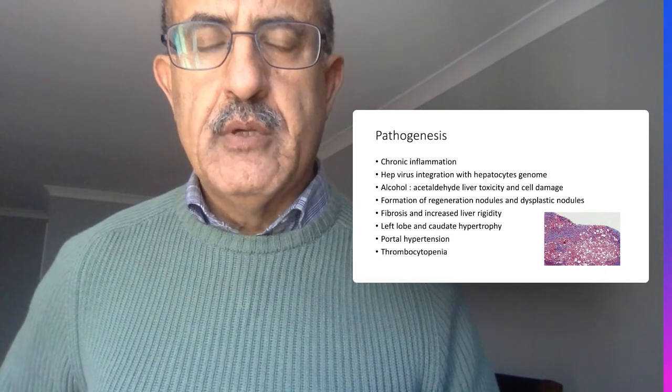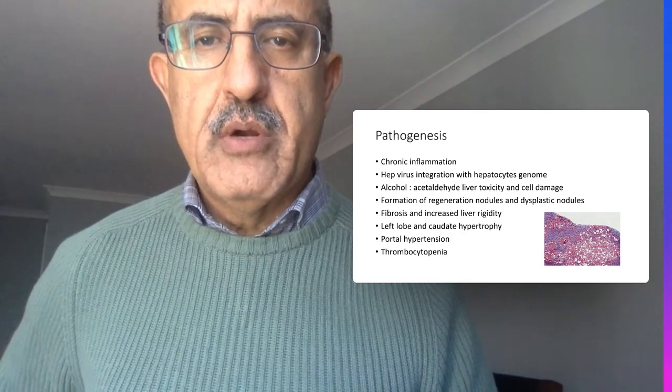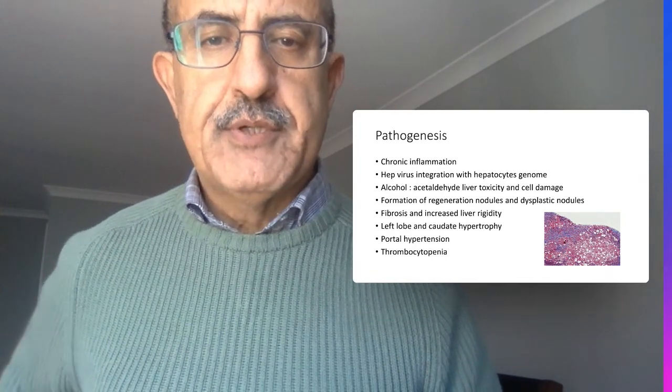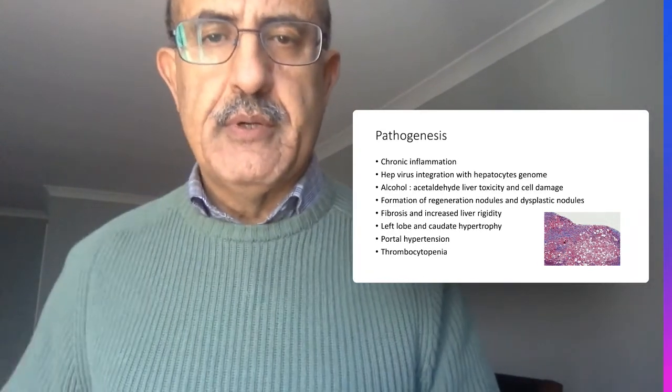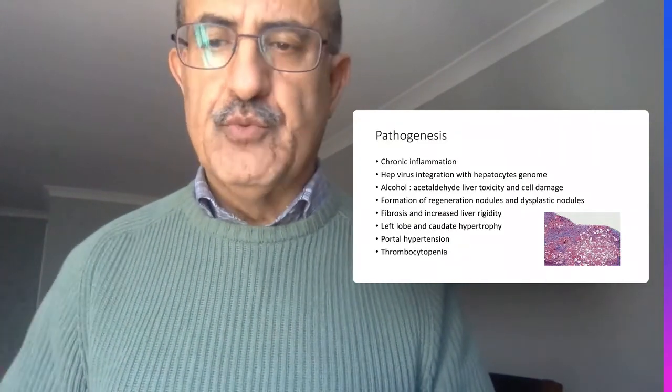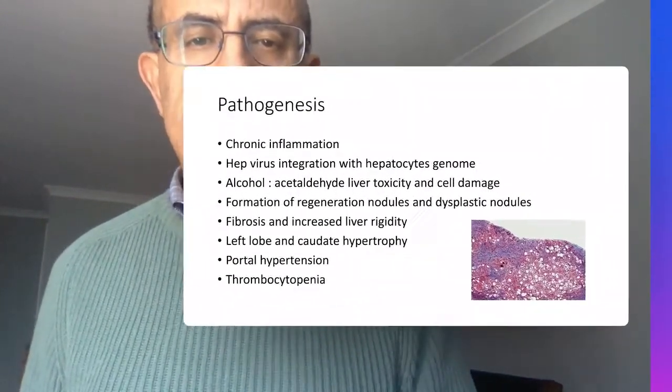So these are the etiologies. There are a few other rare problems that could lead to liver cirrhosis, such as autoimmune hepatitis, but they are not common, and we shouldn't put too much emphasis on them.